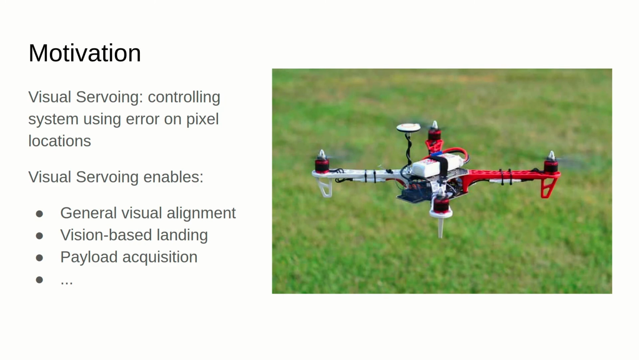The motivation will begin with a definition. Visual servoing is simply the controlling of a system, in our case a quadrotor, using pixel error instead of some other state's error. Visual servoing enables a variety of applications, including general visual alignment, vision-based landing in GPS-denied areas, payload acquisition, localization, a variety of applications in addition to those.